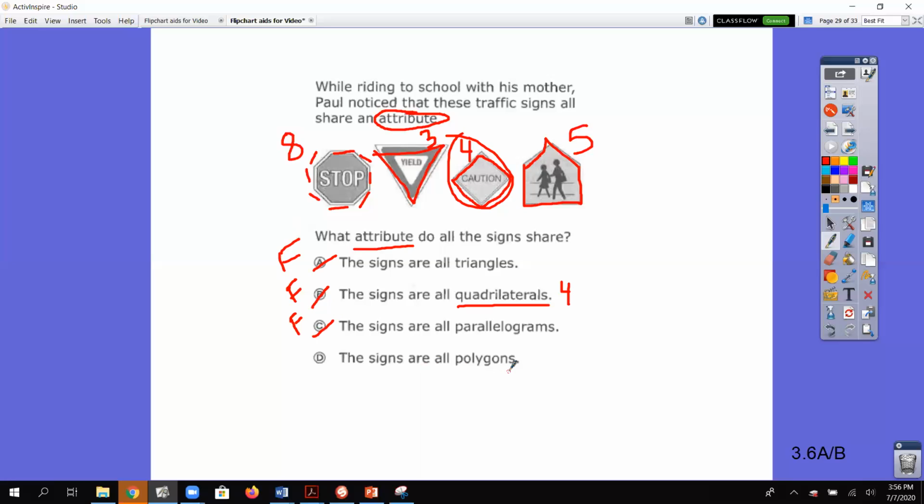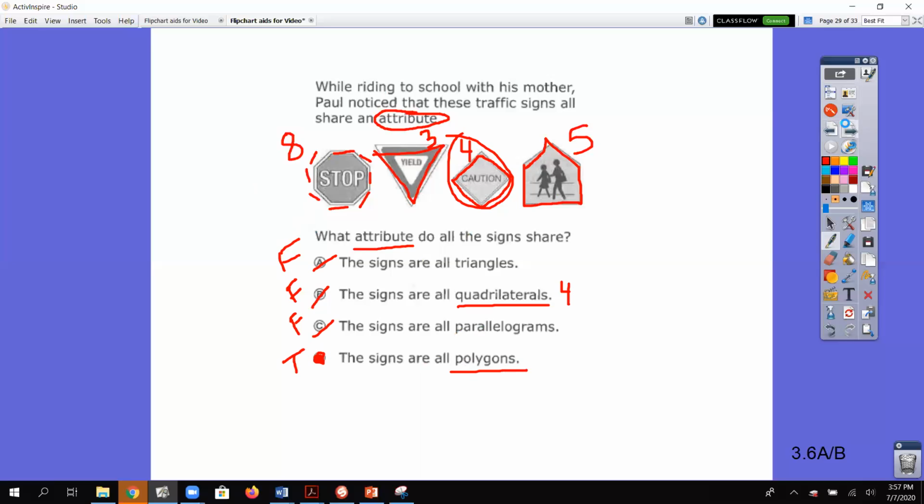The signs are all polygons. Remember, the word poly means many and gons means angles. So that literally means many angles or many sides. A polygon is a 2D figure or a flat figure made up of straight line segments. And all of these are flat, they're all 2D, and they're made up of line segments. All of these are polygons. So the correct answer is this one. This was the true answer.